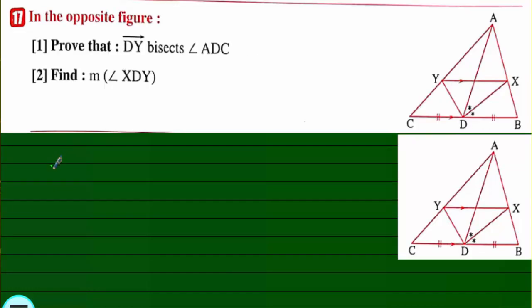Question 17. Here prove that DY bisects angle ADC, and find the measure of angle XDY. So let us concentrate on this figure here.